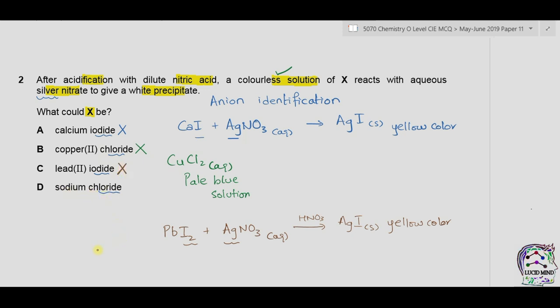D is sodium chloride. Now sodium chloride is colorless solution and it can react with silver nitrate in the presence of nitric acid to form silver chloride. Now silver chloride precipitate is white in color. Therefore, sodium chloride is correct. The answer is therefore D.